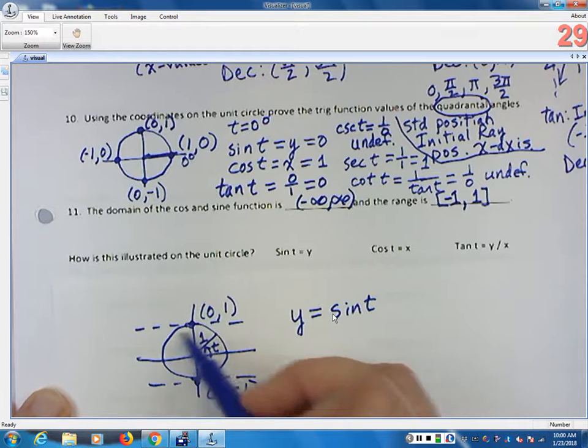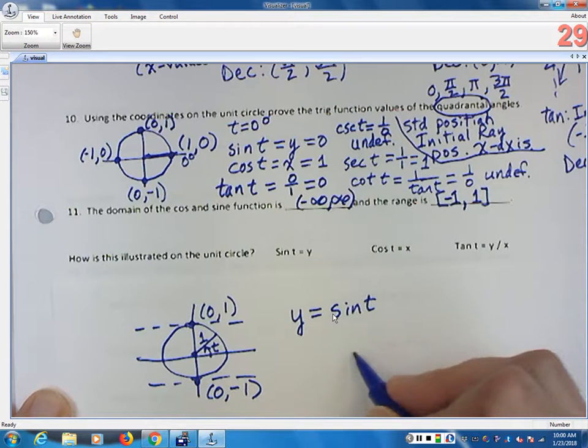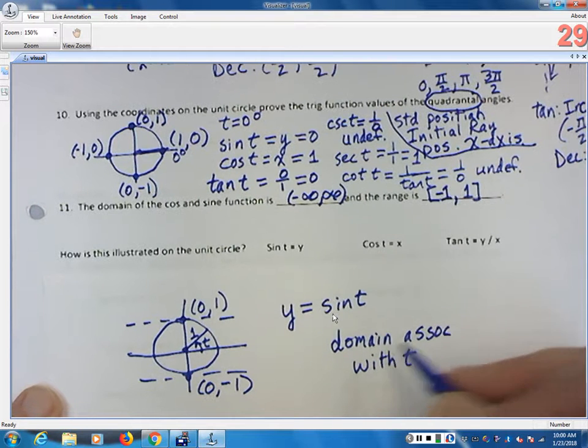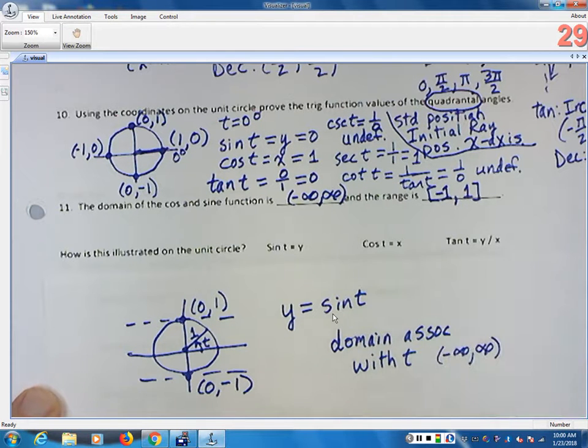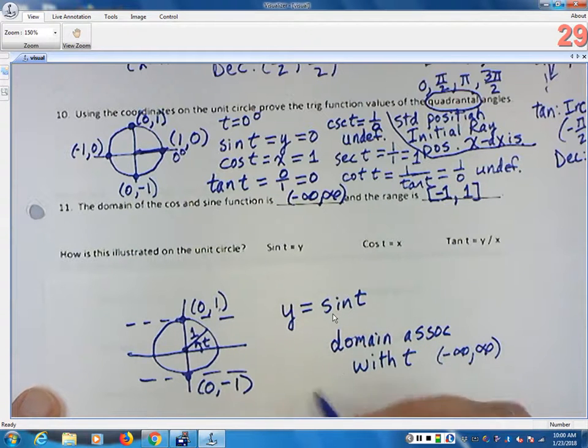So t can go around and around, or negative way also, so the domain is associated with t. So the domain is minus infinity to infinity. But the y only goes between 1 and minus 1. It takes on those values. Y is the range.